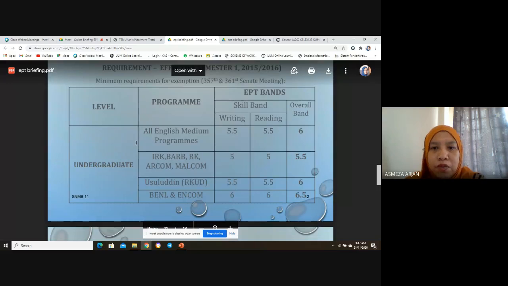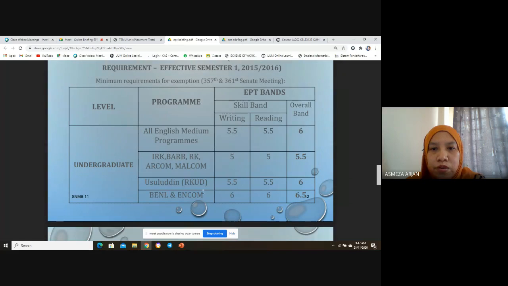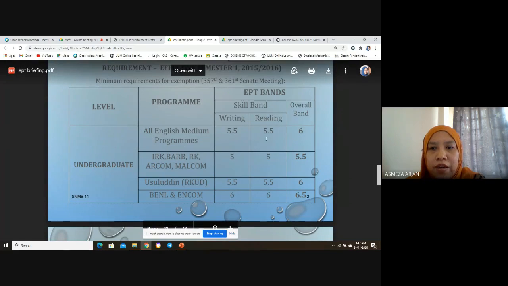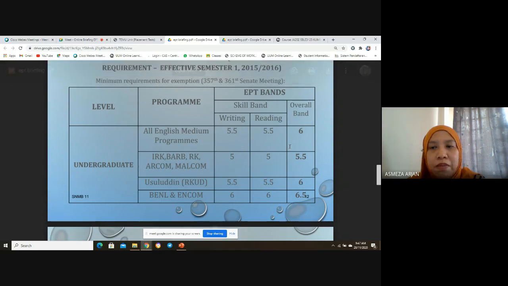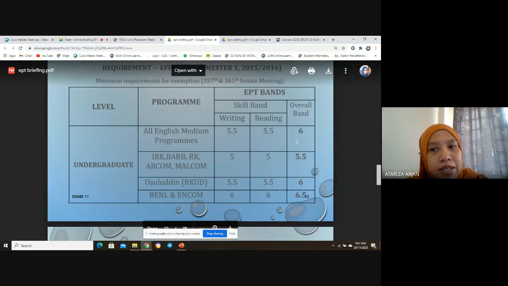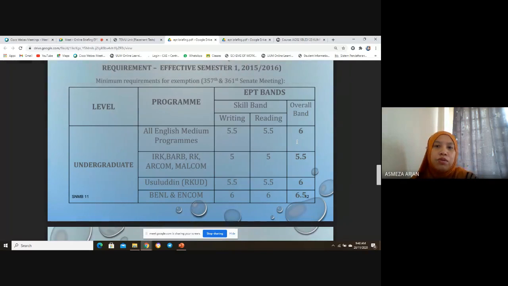So this is what I mentioned just now. For all English medium, your minimum requirement is for you to get band 5.5 for both, but the overall band must be 6. So let's say you got writing 5.5 and reading you got 7.